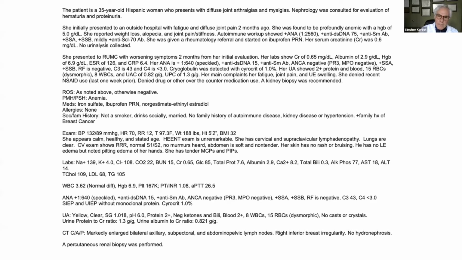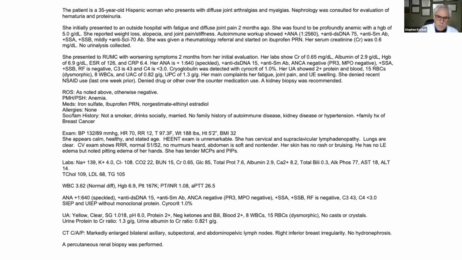It's interesting that I think it was an SCL70 that was positive, the scleroderma antibody. I'm trying to find it. Yeah, SCL70 was positive. I don't know if she has one of these overlap syndromes, but that's always possible. She has all the serologies highly positive, with the exception of rheumatoid factor and ANCA. The elevated cryocrit you can see in lupus.